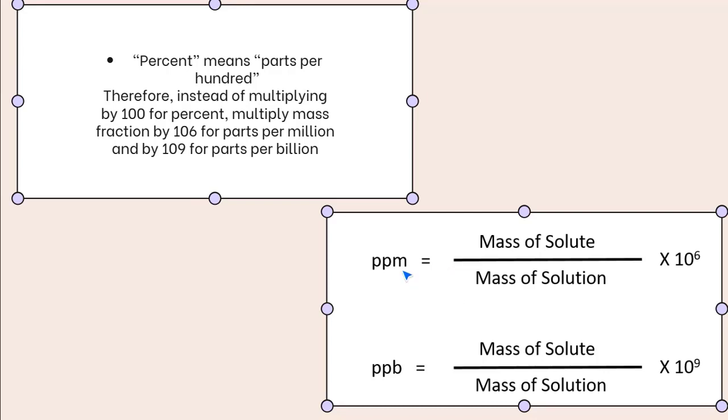So ppm is mass of solute over the mass of solution times 10 to the power of 6. ppb, on the other hand, is going to be mass of solute over mass of solution times 10 to the power of 9.